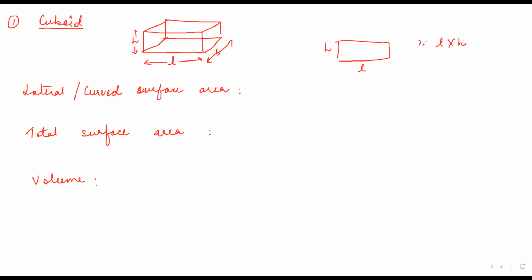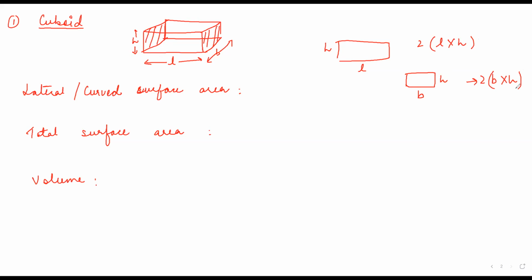So for 2 areas I'll get 2 into L into H, right? Front area and the back area. Is this clear? Yes, ma'am. Okay. Now if I take the right area, this right side face, basically this length is breadth and the height is H. Again, the area will be B into H, right? And similarly, I have one on the left also. So if I add, again I get 2 into B into H. Is this clear?